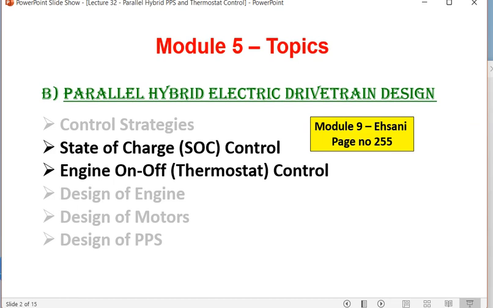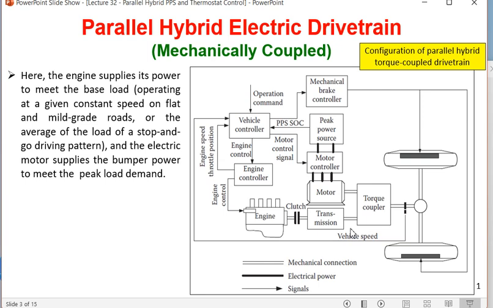In that case, two different types of controls we are going to see. One is called max state of charge control, that is max SOC control. Next is engine on-off thermostat based control. Both these topics can be found in our textbook of Ehsani, module number 9, starting from page number 255.